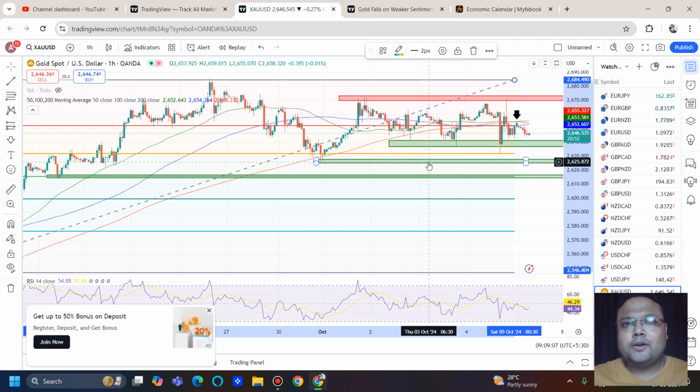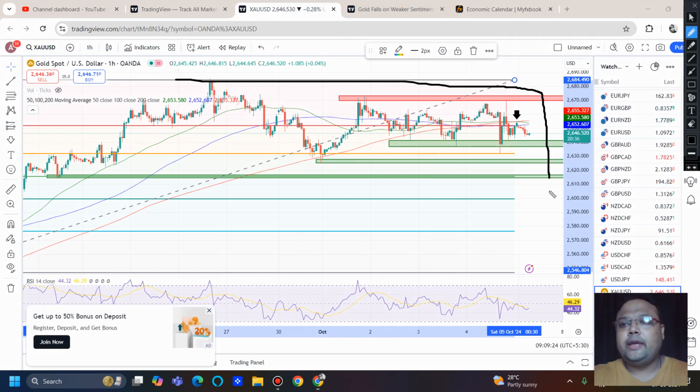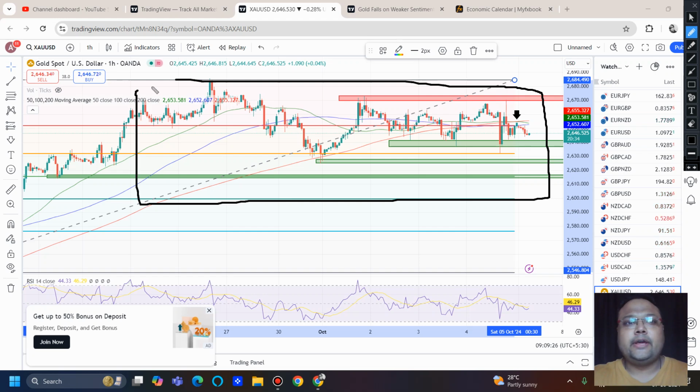And if nothing works, then 2600 is the ultimate support, and I don't think the market will break 2600 before Thursday. At this moment we can expect 2670 to 2685 will be the range of gold right now. So listen to me carefully, as long as market remains within this range, keep in mind that market is choppy.